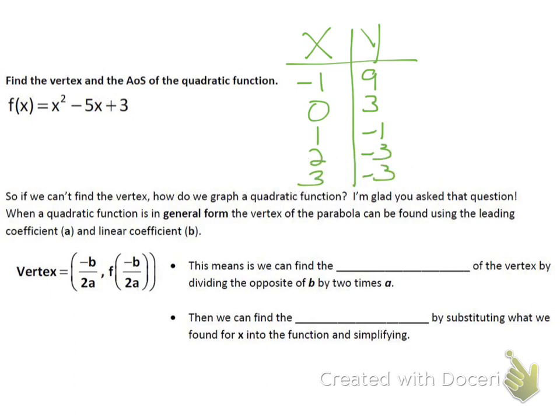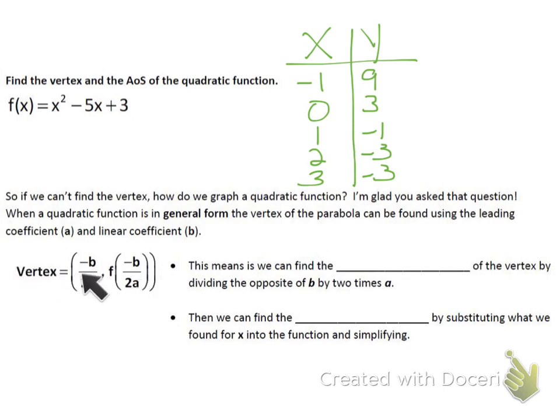Do we want to always be guessing and checking? Or should we maybe have something that will work no matter the graph? Hopefully you're looking for a formula, and that's exactly what I'm going to give you. When you have a quadratic function in general form, we're going to use those a and b values in order to be able to find the vertex. We use this formula right here.